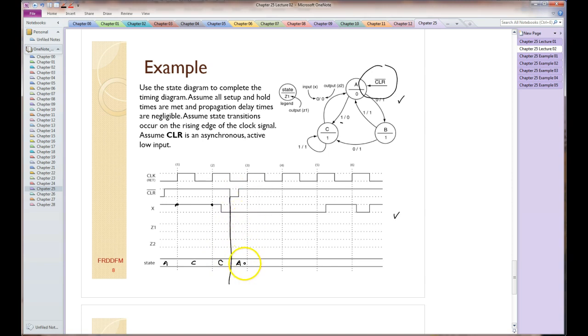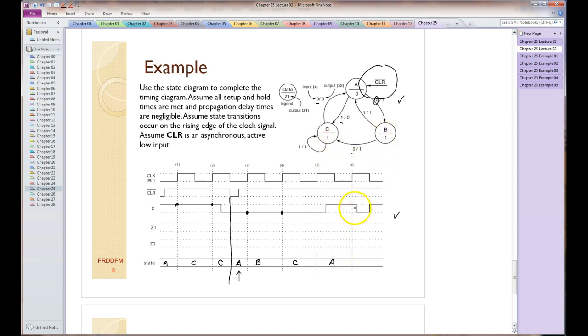In state A, here we are, we're in state A right now. X is a 0. In state A, X is a 0. Here we go, you can't see it much, but it goes to B. In state B, X is a 0, which causes it to transition to state C. In state C, X is a 0, which causes a transition to state A.